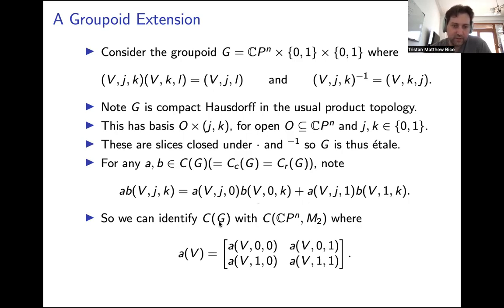You can always identify these functions on G with, in fact, M2-valued functions on just the CPN part. So specifically, if you've got some function A on the groupoid, then you define a new function A, maybe you should denote this by A prime or something. But you define a new function where it's a matrix now, where the matrix is determined by the extra possible values of A at V: V00, V01, V10, V11. Okay. And this expression here tells you that convolution of A and B does indeed just correspond to pointwise matrix multiplication. And this is sometimes a better way, or an easier way, of looking at things.